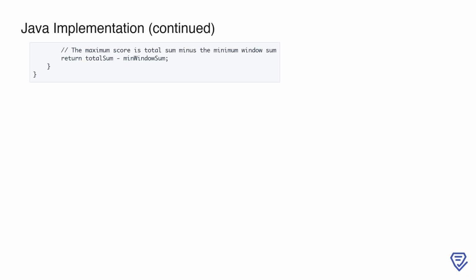The algorithm is efficient because it uses a sliding window technique to calculate the minimum window sum in O(n) time and a simple loop to compute the total sum, also in O(n) time. This approach ensures that the solution is optimal and works well even for large input sizes.